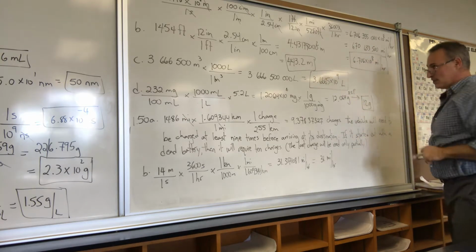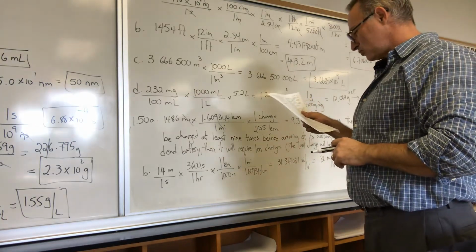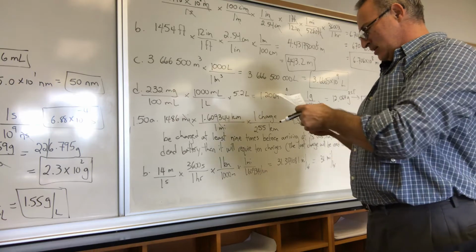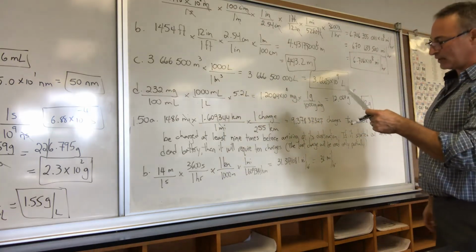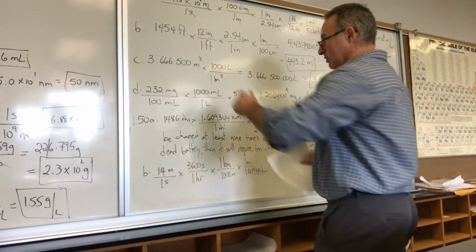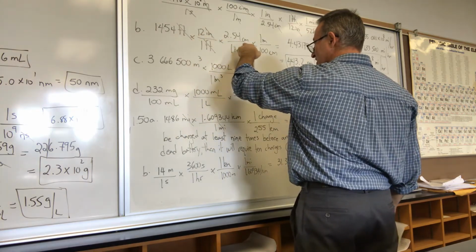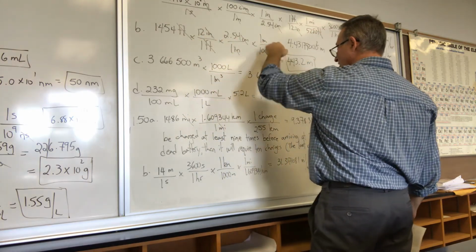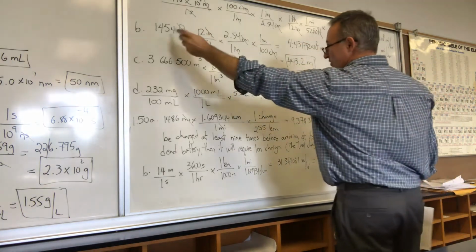B of 146 asks, the Sears Tower in Chicago is 1,454 feet tall. Calculate its height in meters. So we're starting off at feet, and we're going to cancel feet by turning them into inches. Then we'll cancel inches by turning them into centimeters. Then we'll cancel centimeters by turning them into meters. And we are at our target, which is meters.